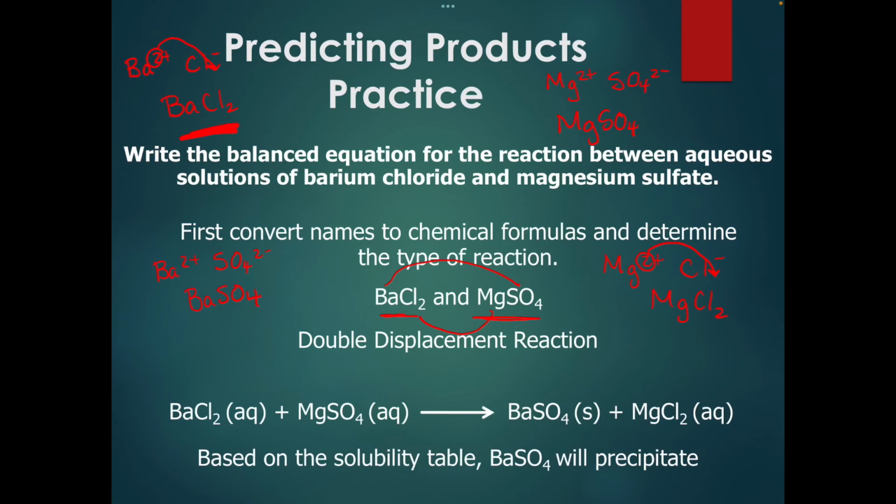Then we need to go through and figure out the states of matter, so we would use the solubility table for this. You can see in the problem, it tells us our starting materials are aqueous solutions, so we already know both of these are aqueous. For our products though, we need to look at our solubility table. Barium sulfate will have an I, and that tells us it's going to be insoluble. Therefore, we put an S to indicate that it's going to make a solid. Magnesium chloride, on the other hand, will have an AQ. That means it is aqueous and will dissolve.